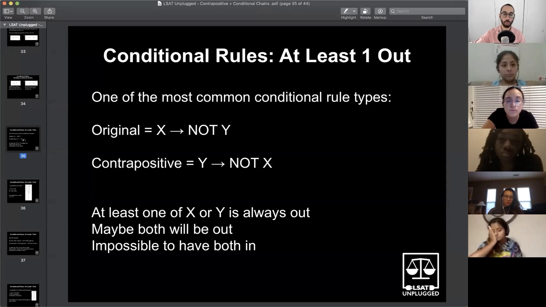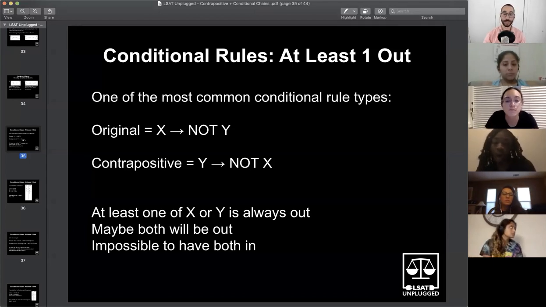If X is in, Y is out. If Y is in, X is out. This means at least one of the two must always be out. They conflict. They are mutually exclusive. So at least one's out. Maybe both will be out. You cannot have both in.